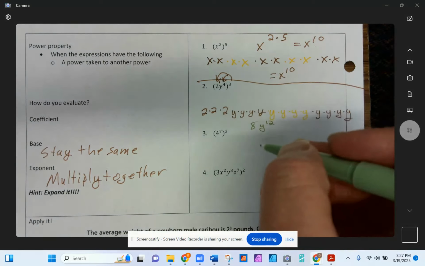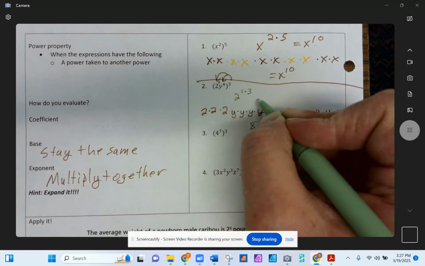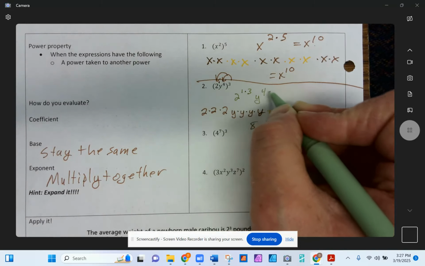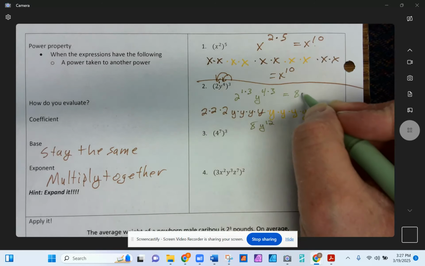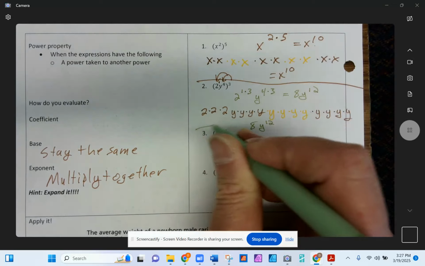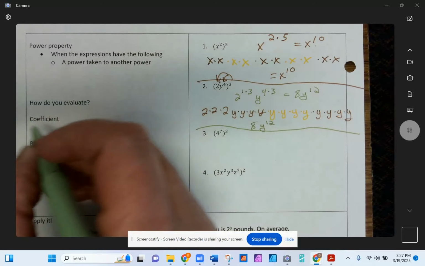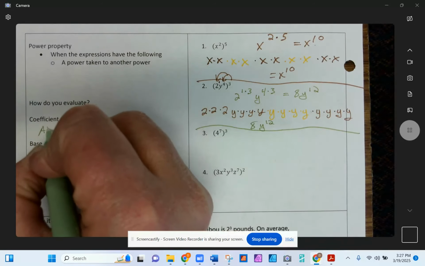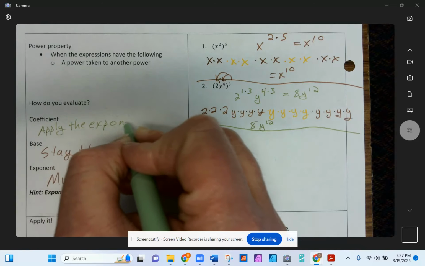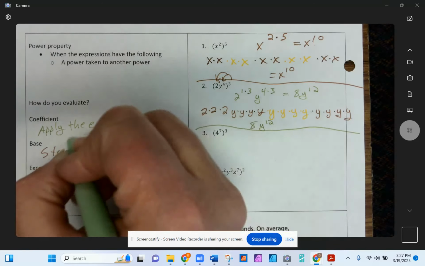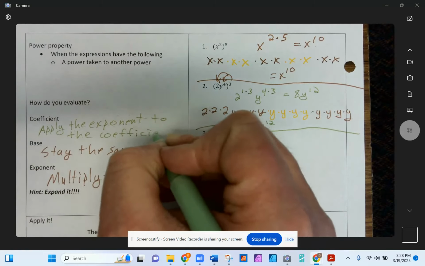Another way to think about this is that it becomes 2 to the power of 1 times 3, and then y to the power of 4 times 3, which again is 2 to the power of 3, which is 8, y to the power of 12. So when you deal with coefficients, you apply the exponent to the coefficient. You just got to remember to do that, because the coefficient is separate from the base.